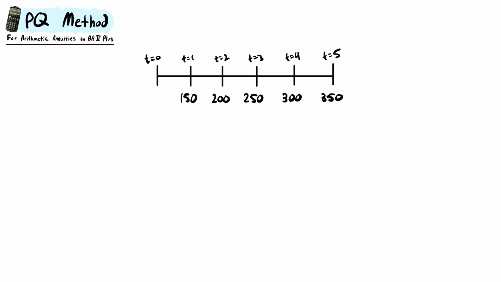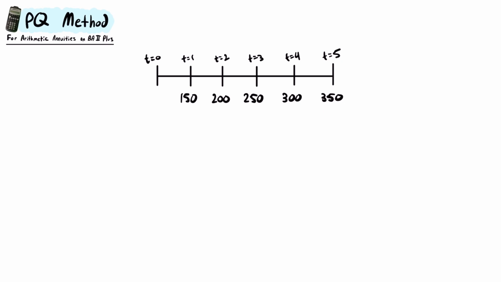And so as a quick example here, I have a set of 5 payments from an arithmetic increasing annuity. The first payment is $150, and then every payment after that increases by $50, right? We go from 150 to 200 to 250 to 300 to 350. So there are 5 payments. The first is 150, and all of them increase by 50 each period.